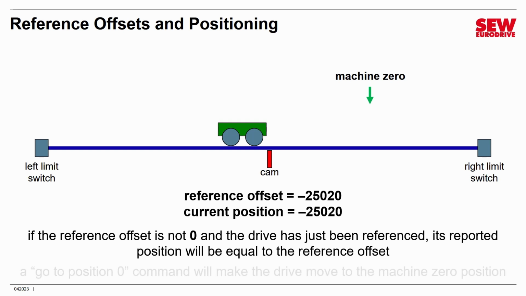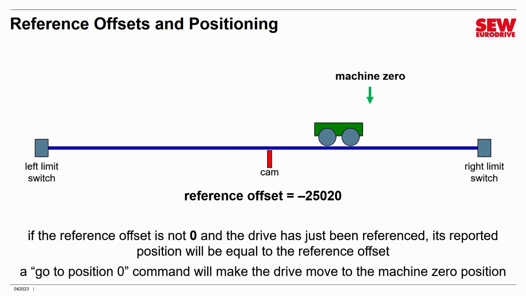Now, what happens if I issue a go to zero command? It's going to go to the machine zero position. The drive will move because it knows it's not currently at zero, even though it's just been referenced or zeroed. Think about that for a second.